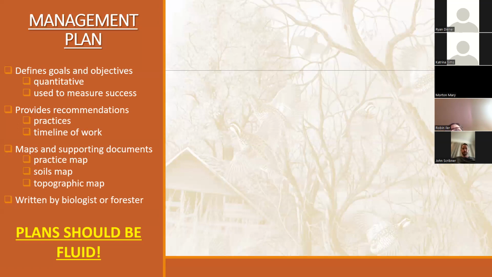These management plans will also provide recommendations. Based on the data that we collect, we will recommend specific practices that you can utilize to help meet your goals and objectives, and also a timeline of the work that needs to be done in order to get there. They'll have maps and supporting documents: maps showing where the practices are, soils maps, topo maps, wetlands maps, any kind of map you can think of. We can help gather that information so that you have a very clear picture of what you have and what's going on. Again, these are written by the biologists or foresters that have been out to the property to do the resource inventory.